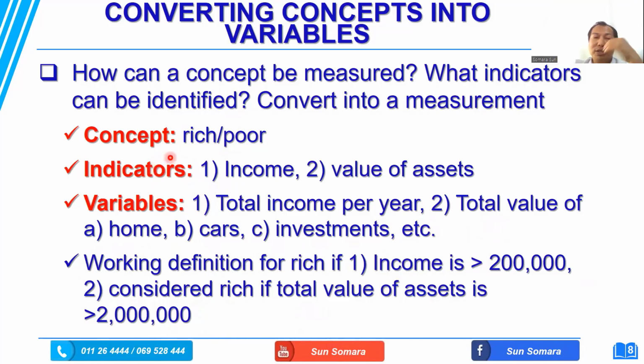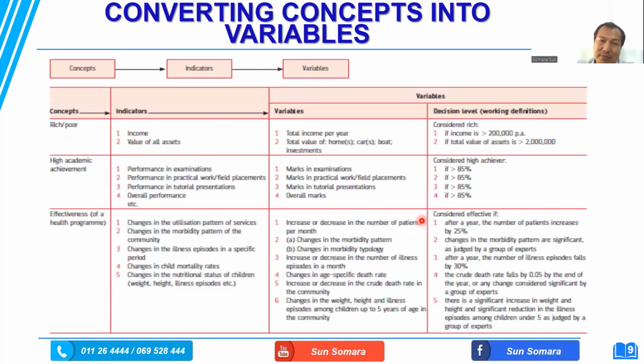So in order to convert a concept into a variable, you also need to have indicators. You will see the next slide with a table of examples, and you will understand more. It's a bit small, but I hope you can read it.